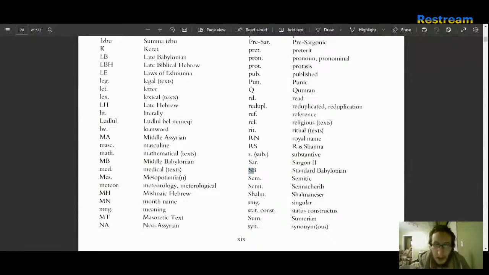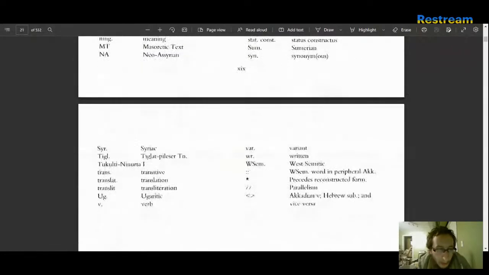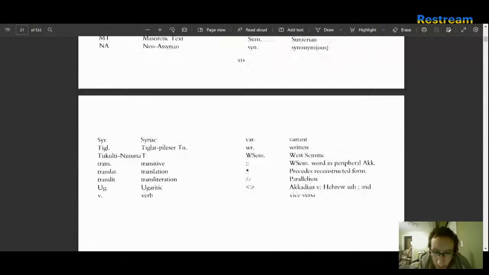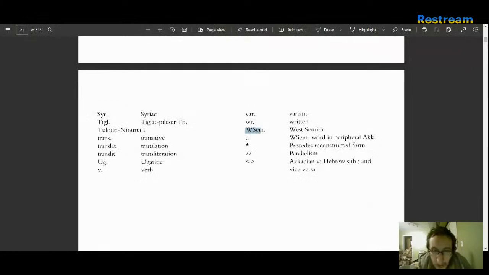Standard, on the other hand, is an attempt to use a scholarly form of the language that tries to go back to the original. But it's kind of like a Middle Babylonian or Late Babylonian, but it tried to use the language of earlier Babylonian. So let's see. That's pretty much it. WSEM is West Semitic, UG, Ugaritic.